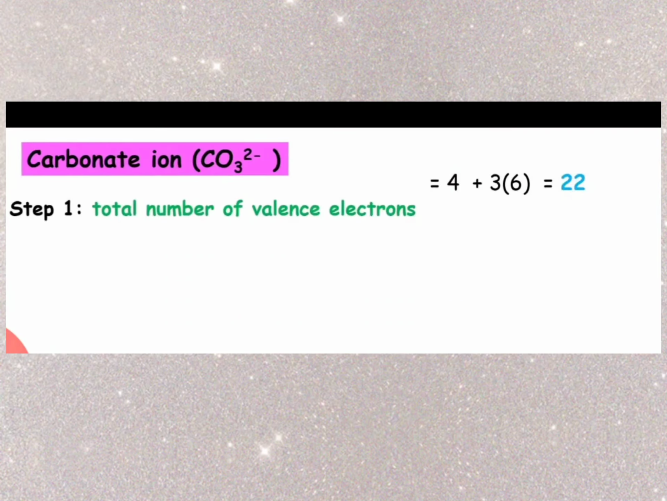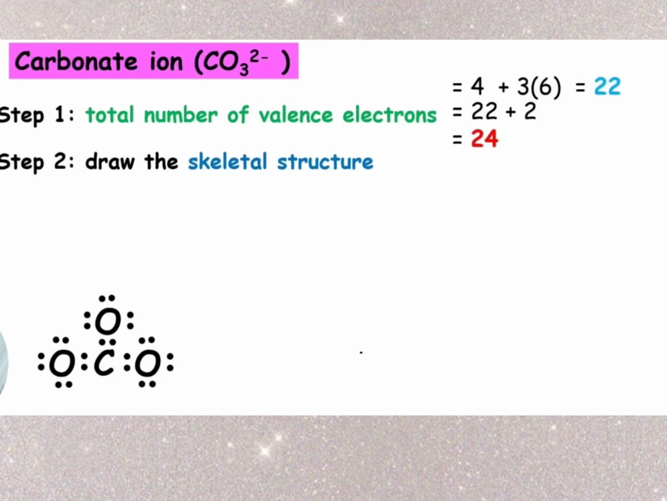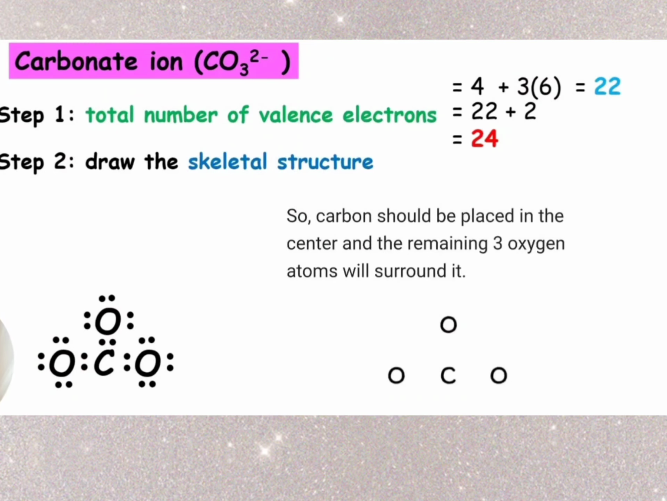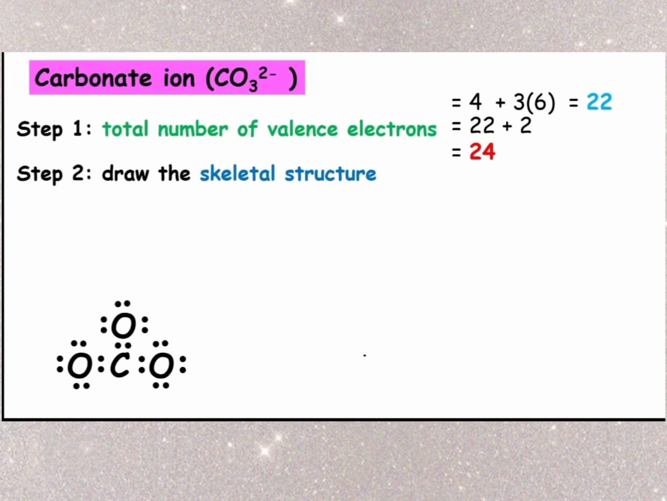Next, carbonate ion. There are 4 valence electrons in the carbon atom and 6 valence electrons in the oxygen atom. 2 more electrons are added. This is because the ion carries a negative charge. So, the total number of valence electrons in carbonate ion is equal to 24. Next, draw the skeletal structure of the carbonate ion. Always remember, we put the least electronegative atom at the center.